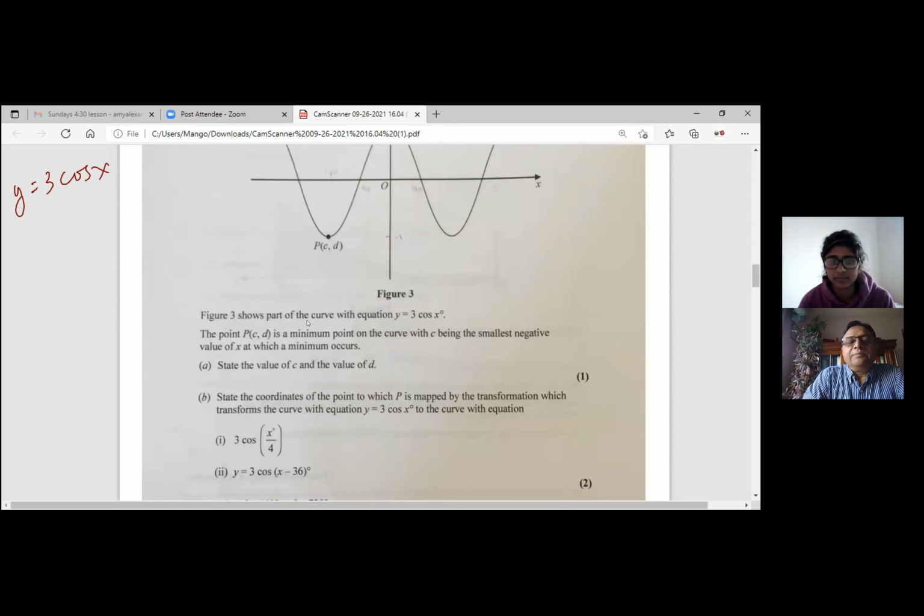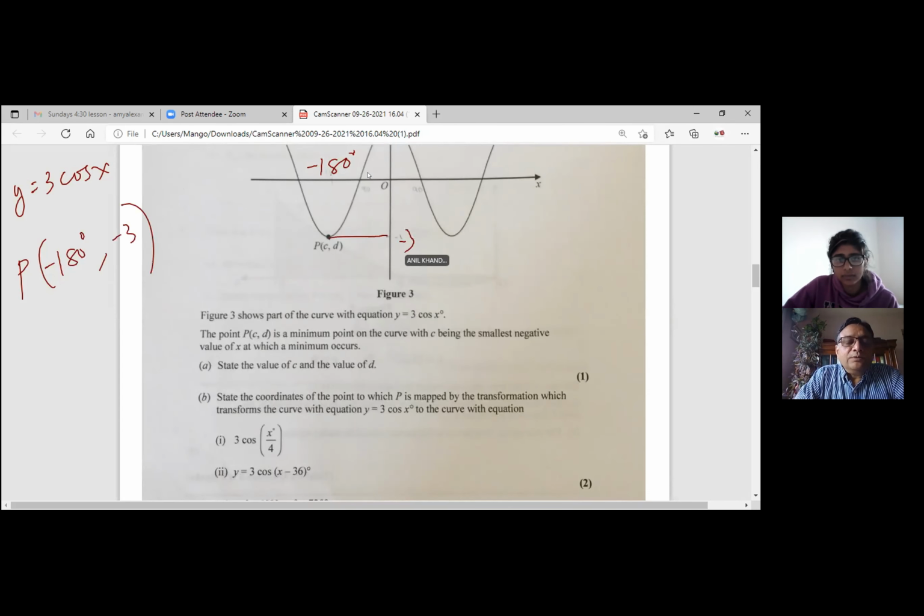Okay, so how much will it be? So I said C is minus 180 and D is minus 3. So yeah, point P is the x value being minus 180 degrees and the amplitude being 3. So it is -3, right? Correct. That's fine. And now part B.